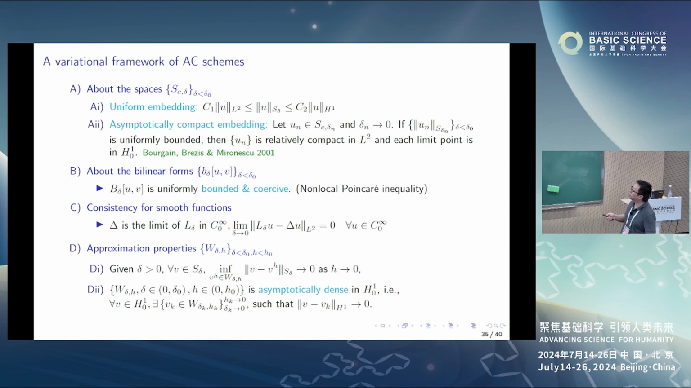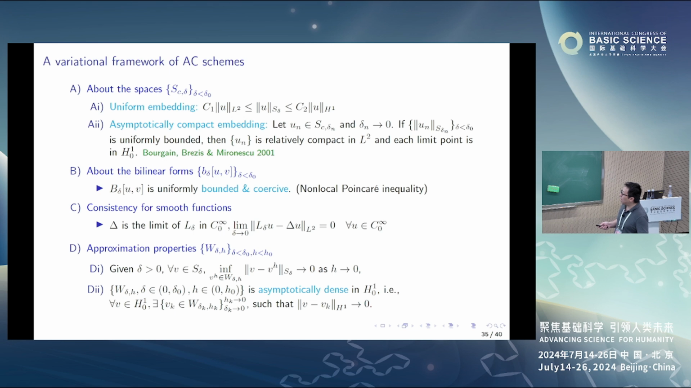So actually, here is a unified framework to check the AC property for Galerkin approximation. First of all, we need a uniform embedding property. So this energy space should be between H1 and L2. And this has been proved, okay? And besides that, we need an asymptotically compact embedding property. This has been proved by Bourgain, Brezis, and Mironescu in 2001. Besides that, we need the bilinear form to be uniformly bounded and coercive. Sorry, here's a typo. This should be a little bit different, right? And this is guaranteed by the nonlocal Poincare inequality.